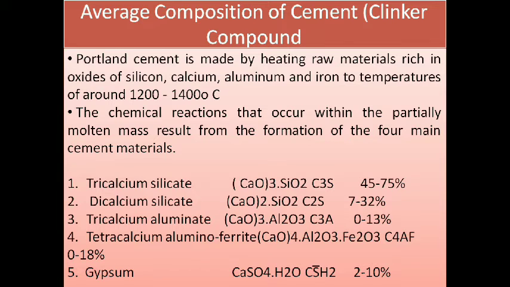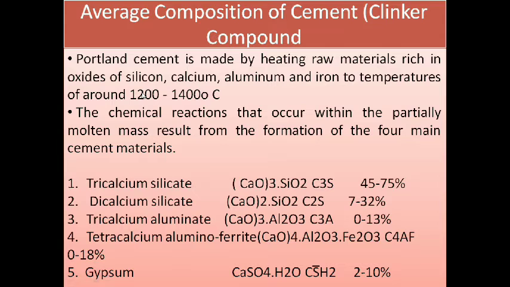Average composition of cement, that is, the formation of clinker compounds. Generally, the average chemical composition of cement is as follows. Portland cement is made by heating raw materials rich in oxides of silicon, aluminium and iron to a temperature of around 1200 to 1400 degrees Celsius.